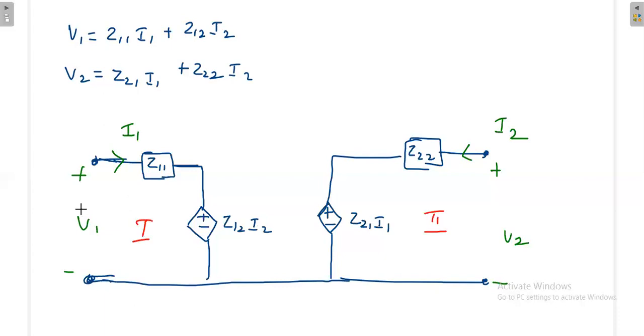Once you write KVL, V1 is equal to I1 into Z11, plus this current dependent voltage source. This voltage depends on the current here, that is Z12 I2. So you will get this equation: V1 is equal to Z11 I1 plus Z12 I2. Similarly, once you write KVL here, you will get V2 is equal to Z22 I2, that is here, and Z21 I1, that is here. So you'll get the second equation.